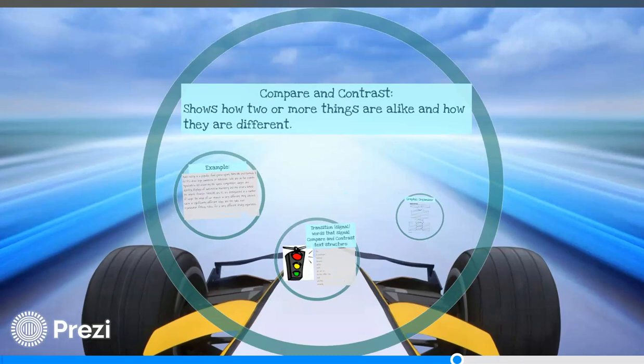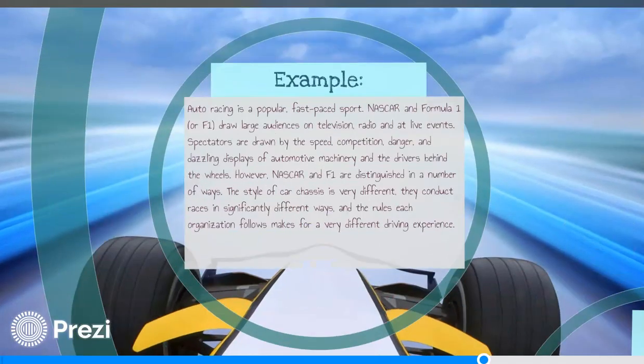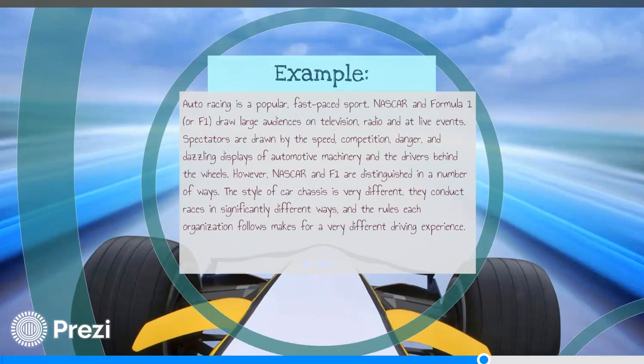Compare and contrast is another text structure, and of course it shows how two or more things are alike and how they are different. Here's an example. Auto racing is a popular, fast-paced sport. NASCAR and Formula One, or F1, draw large audiences on television, radio, and at live events. Spectators are drawn by the speed, competition, danger, and dazzling displays of automotive machinery and the drivers behind the wheels. Well, that part of that passage compares how NASCAR and Formula One are similar. But now the author is going to show us some differences.